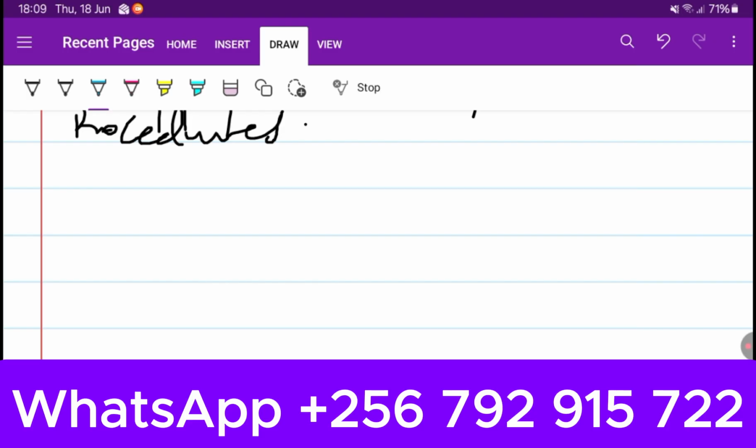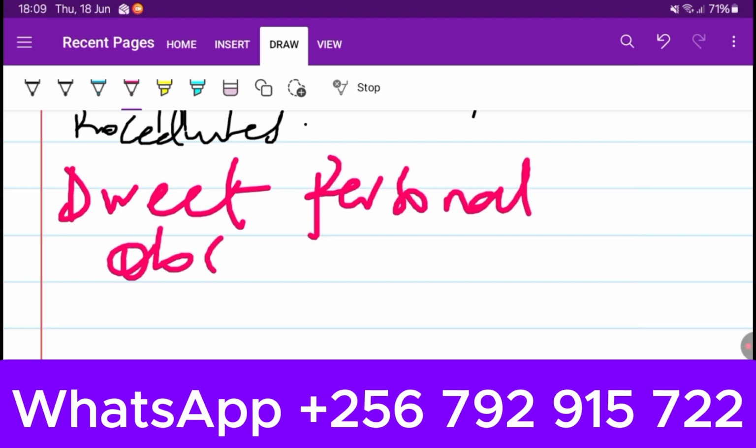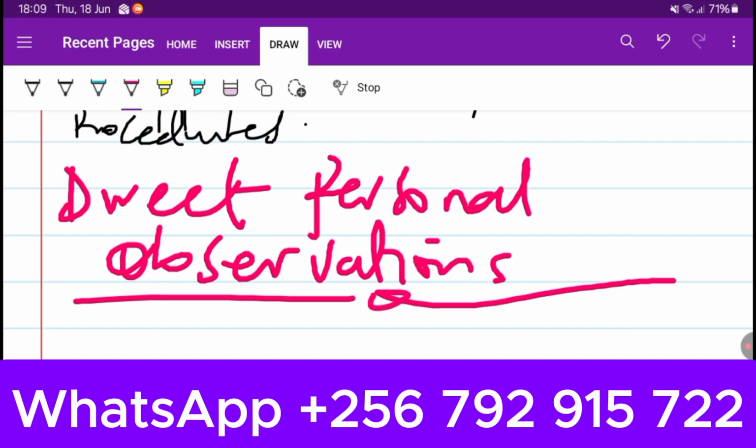So let's look at the easiest one, which is direct personal observation. Here you observe the information by yourself. You go there, see the information. Definition wise, we can say the person watches or records the behaviors or the events in a natural setting.